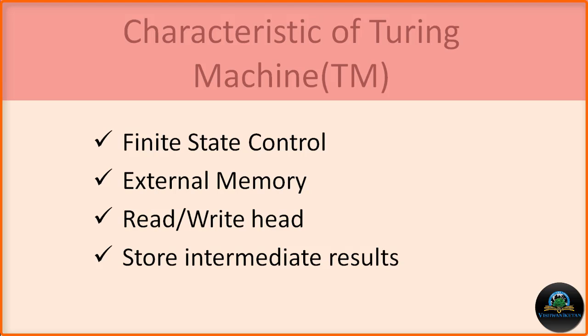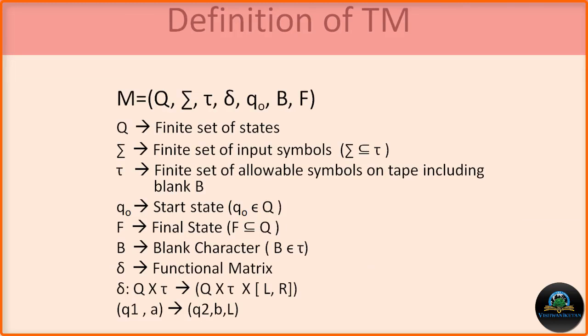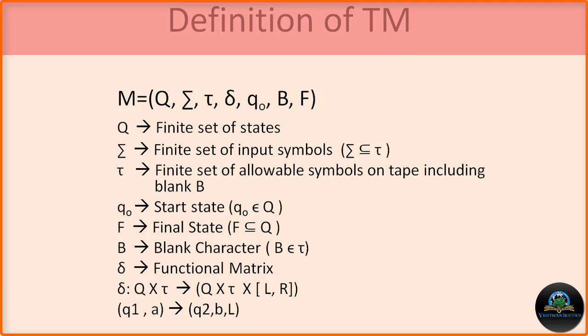Just like a language generator and acceptor, Turing machine also acts as a transducer. So it can execute any mathematical function like addition, subtraction, log, antilog, etc. So let's see the definition of such a powerful Turing machine. Turing machine is a set of 7 tuples: Q, sigma, tau, the functional matrix, Q0, capital B and capital F. As I said, it is a set of 7 tuples, so this order can be changed.